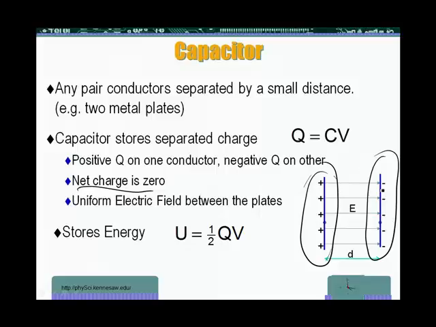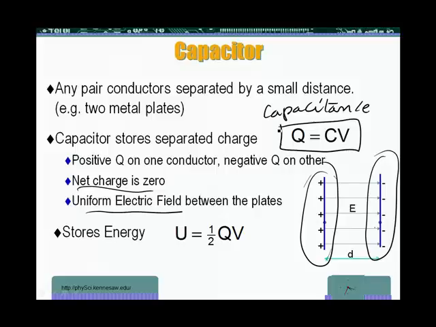The electrical field between the plates of a capacitor is going to be uniform. Okay, in this case, remember the electrical field is going to point away from the positive charges towards the negative charges. Now, we define what we call capacitance. The capacitance is the ability of a capacitor to store charge. So the key is to store charge.